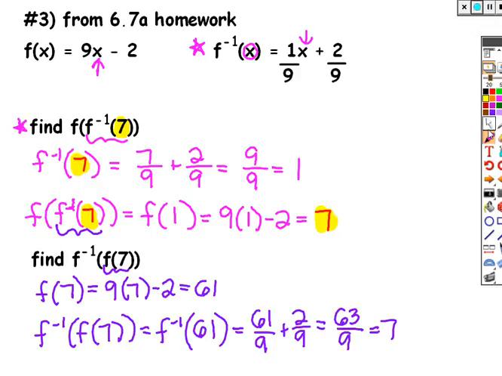Now maybe you're catching on here and thinking, oh yeah, there's a shortcut. So I plug 7 into the original, what comes out goes into the inverse. Do I need to do all this work? Because I should end up with 7. Inverse functions undo each other.